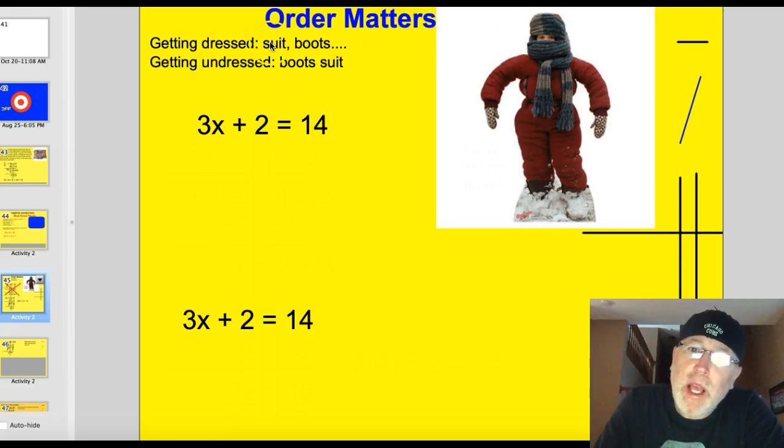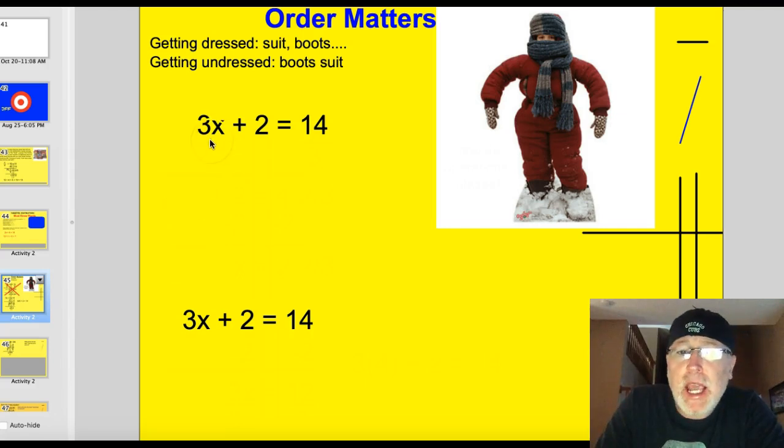When this kid got dressed, he put on his suit and then he put on his boots, right? Plus all the other junk. But when getting undressed, he has to take his boots off before he takes his suit off, right? So you have to change the order a little bit. Order matters in these problems as well. When you look at this equation here, we've got addition and multiplication. How we solve this, the order matters.